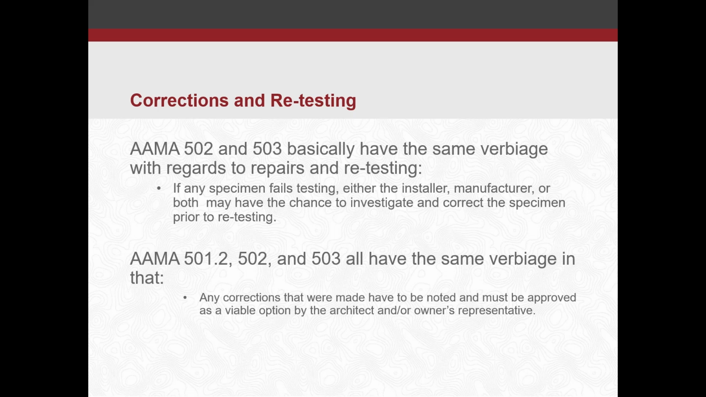AMA 501.2, 502, and 503 all have the same verbiage in that any corrections that were made have to be noted and must be approved as a viable option by the architect and/or the owner's representative. Meaning that if a correction is made, it can't just be something that the contractor decided they were going to start caulking things up until they found something that worked, and it has to be an approved correction that is accepted.